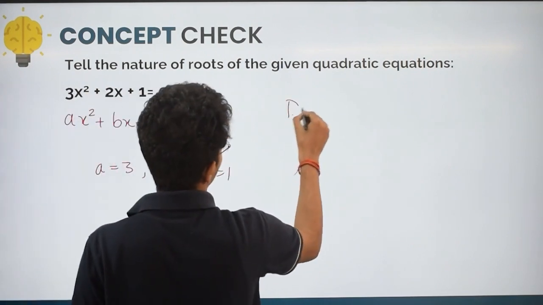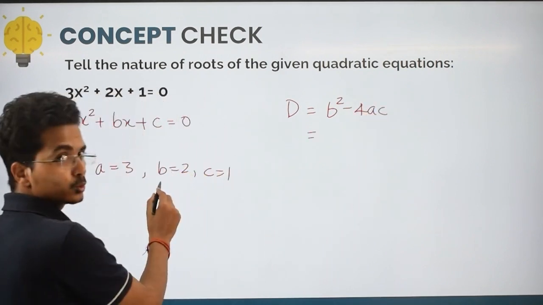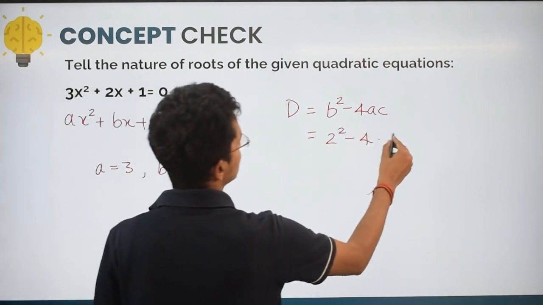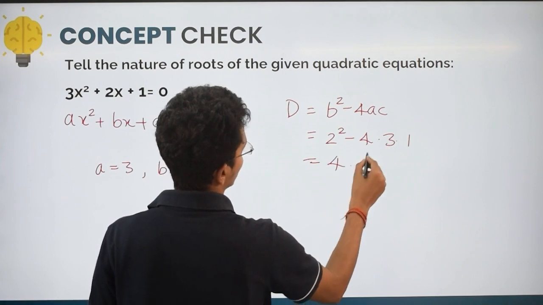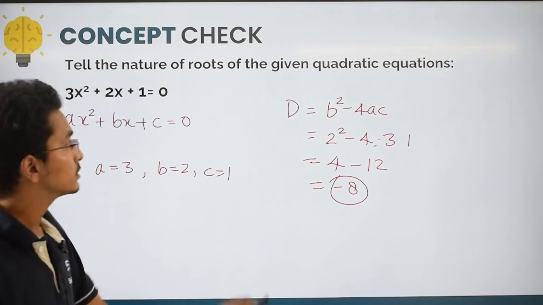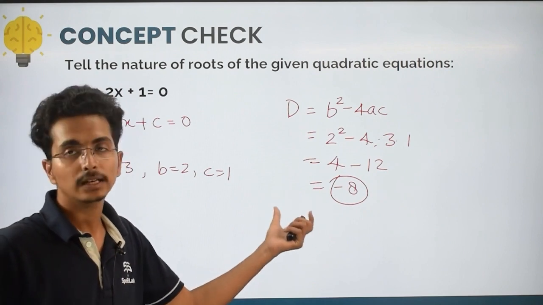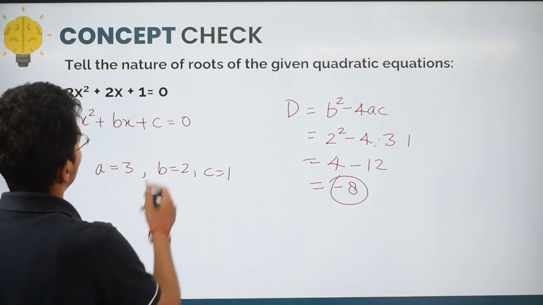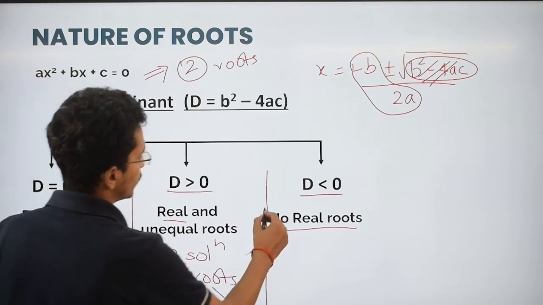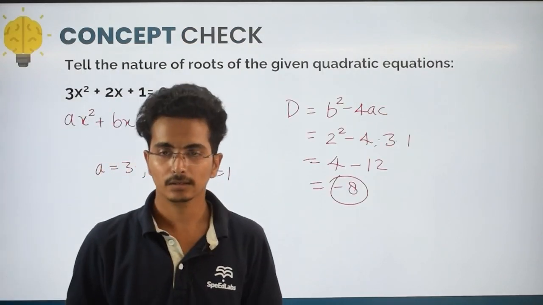If you put in the value of d, which is b square minus 4ac, b is 2, so 2 square minus 4, a is 3 and c is 1. So 2 square is 4, 4 times 3 is 12, and you will get the value of d as negative. This means inside the under root it is negative, so we will not get any real values of x over here. The nature of the roots will be imaginary; you can say no real roots will be there if d is negative. So that is it in this video.